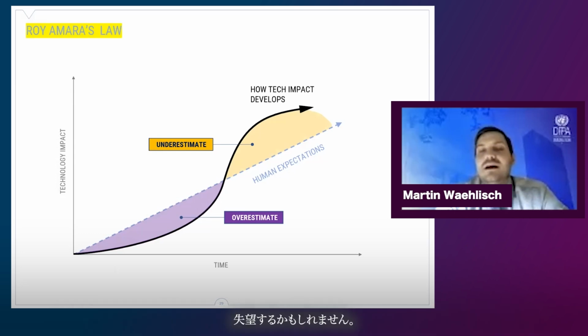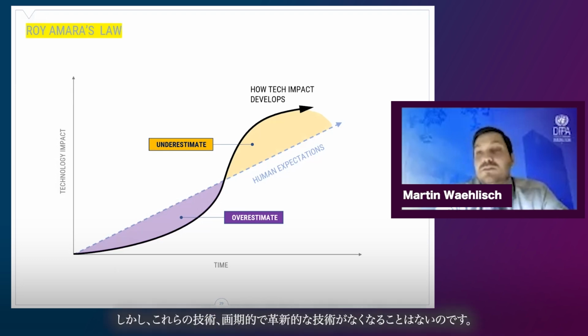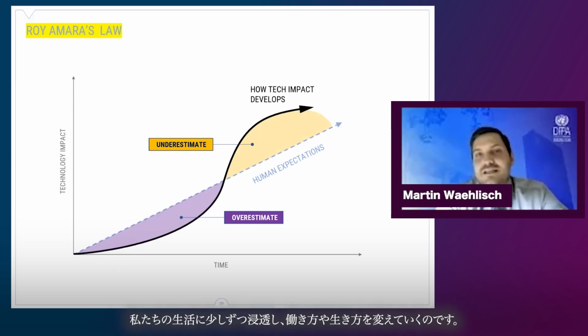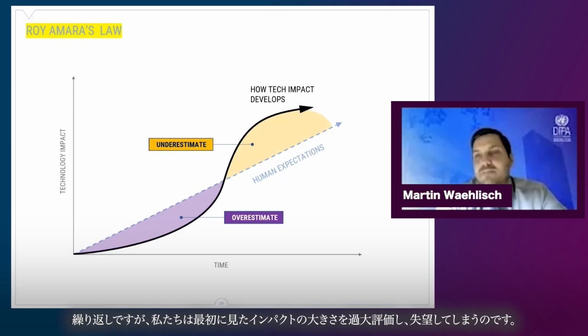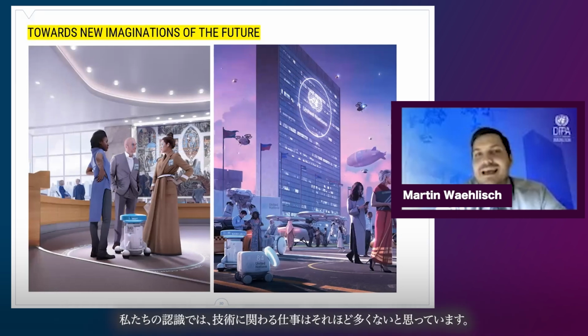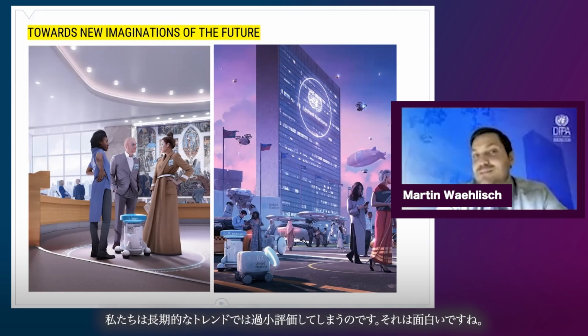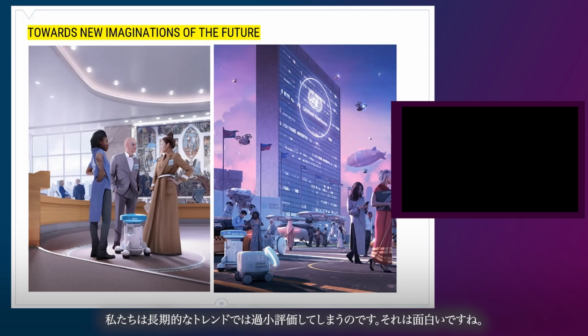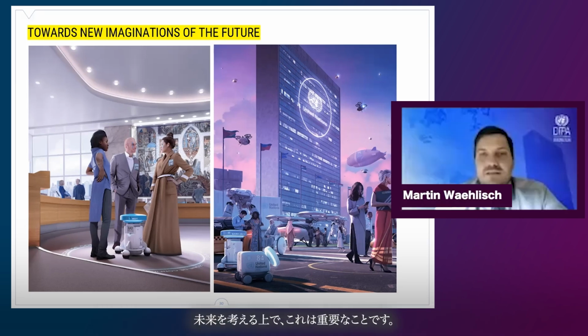There's a hype, we might see a disappointment, but the truth is that those technologies, those groundbreaking, innovative technologies are not going to go away. They're going to incrementally entrench our life and change the way of how we work and live. So again, we overestimate the impact at the beginning, then we see a down because we get disappointed, and then our perception is that there's not much worth in the technology, so that's why we underestimate the long-term trends. That's interesting. That's important when we think about the future.